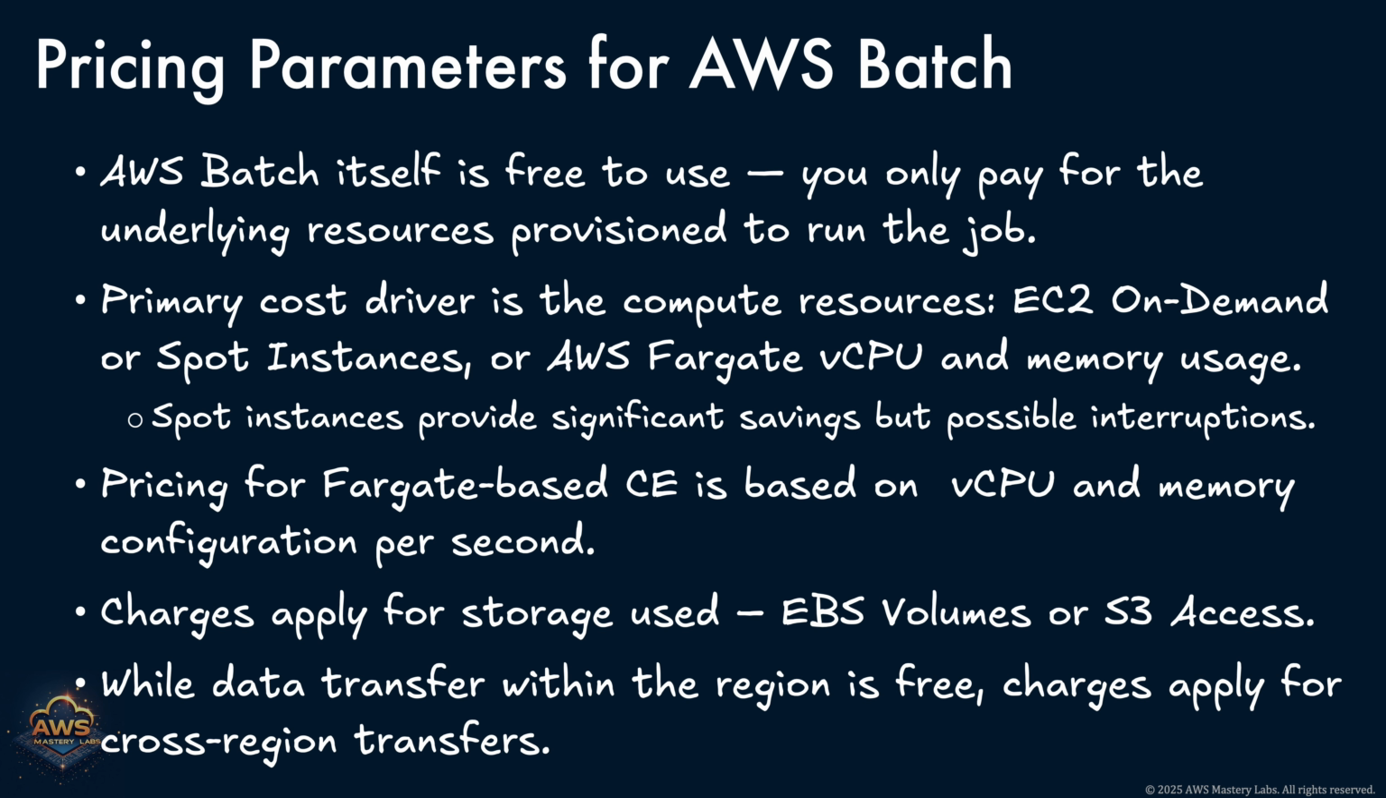Storage and data access can also influence your total cost. Jobs that use Amazon EBS volumes will incur additional storage charges, and accessing large datasets from Amazon S3 or transferring data across AWS regions or outside of AWS can lead to data transfer costs. Additionally, while data transfer within the same availability zone is generally free, cross-zone and public internet traffic may come with associated charges. Planning your data flow and compute placement can help manage these networking costs effectively.